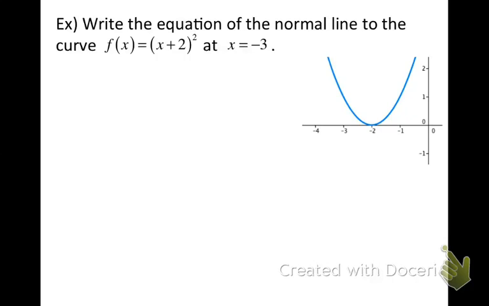And we'll do that here with this function, f of x is equal to x plus 2 squared. We're going to write the equation of the normal line to the curve of that function at x equals -3. Well, if we're going to write the equation of the normal line when x equals -3, one of the things we have to know is the point of tangency for this graph when x equals -3. So let's go ahead and do that.